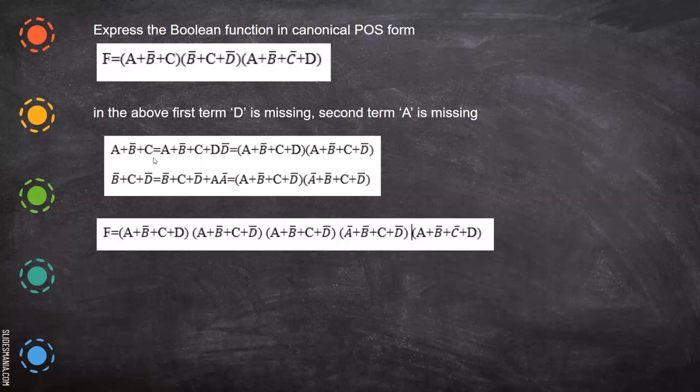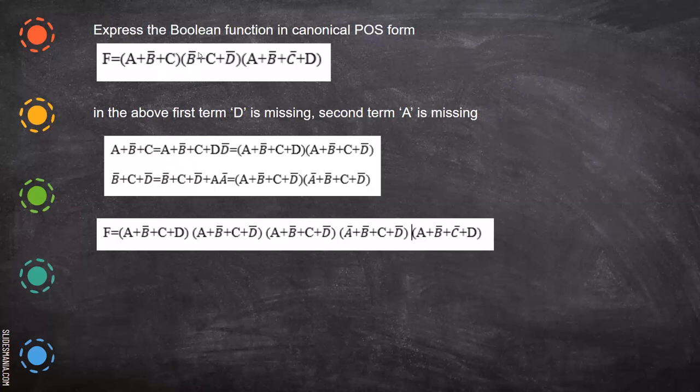Now, how to substitute the missing fourth variable? Since it is a POS form, you have to introduce its AND form, that is D into D bar. The missing term you have to enter like this, D into D bar. Then you can apply the distributive law, taking this within brackets: A plus B bar plus C plus D, multiplied by A plus B bar plus C plus D bar. If you see this equation, the missing variable is introduced.